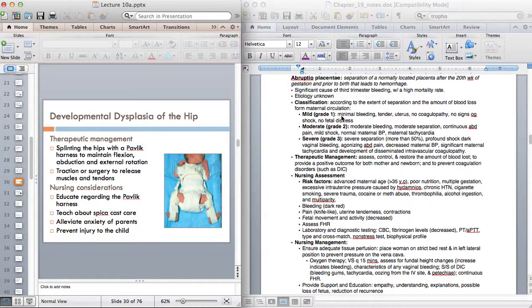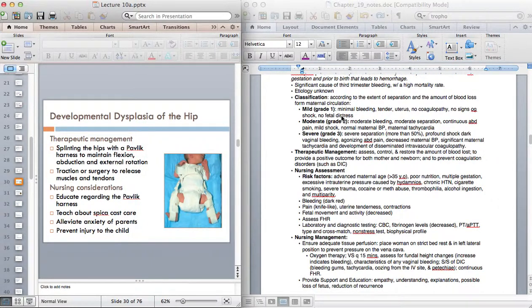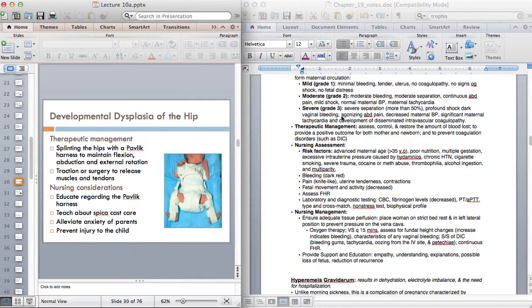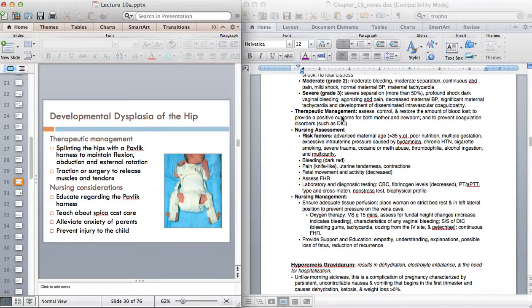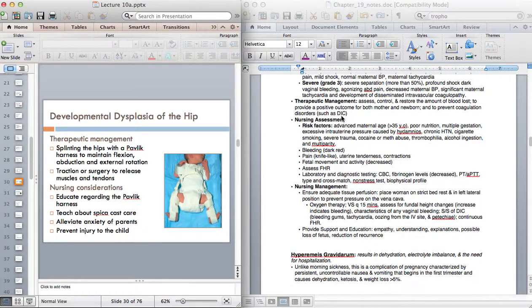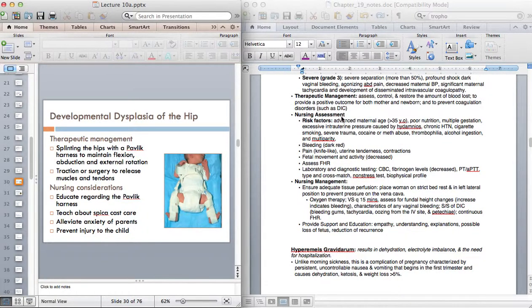They can achieve that by using the fabric harness to maintain that flexion and abduction. One thing the labor and delivery nurses do with the newborn, immediately they notice this, they will use double diapers to achieve that.